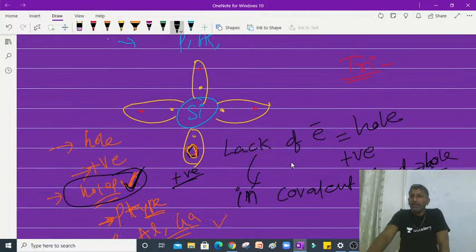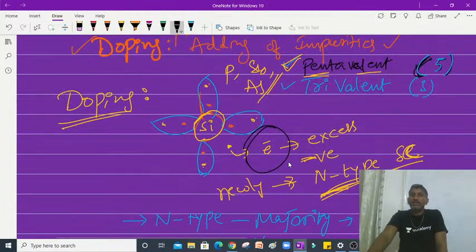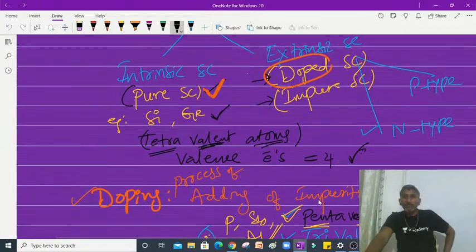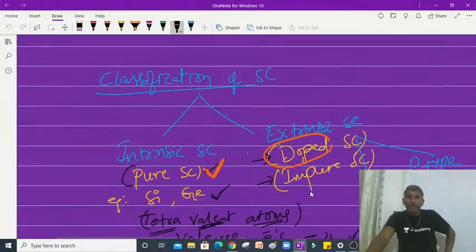In case of p-type semiconductors, positive charge is more. Remember, for that a trivalent atom is to be doped with the intrinsic semiconductor, whereas in case of n-type semiconductor, pentavalent atoms are to be doped with the intrinsic semiconductor. Then n-type semiconductor is formed. Like this, we have the classification, friends, and you should remember the examples for all of this.